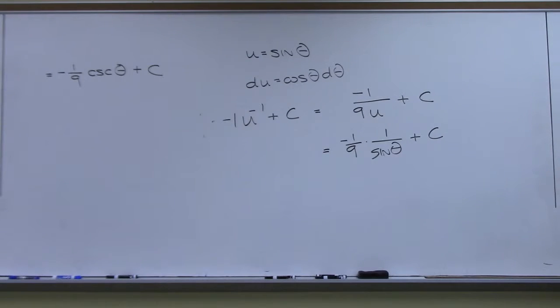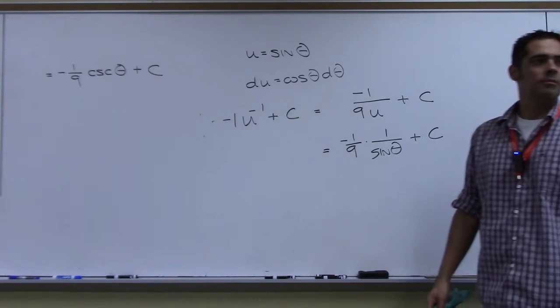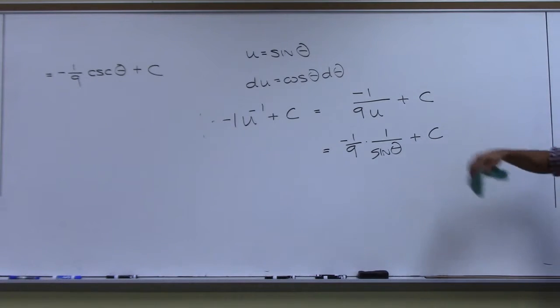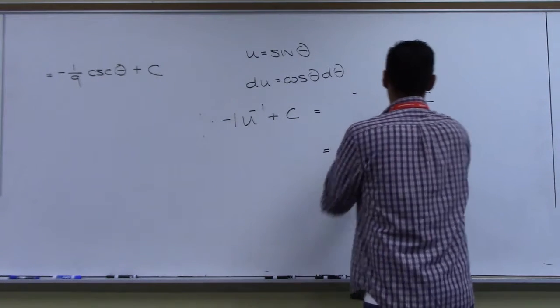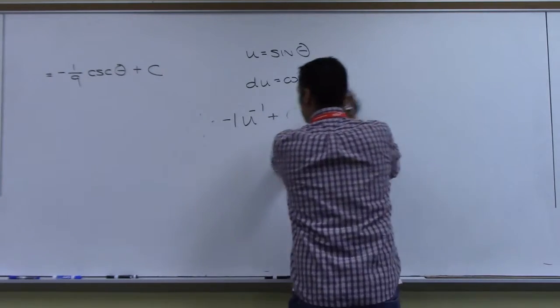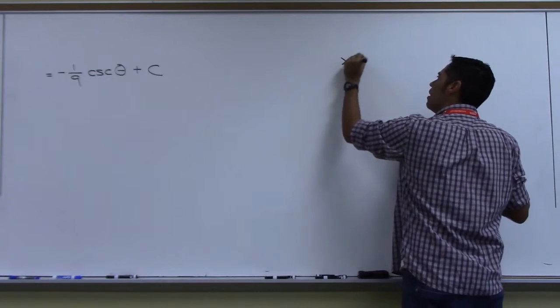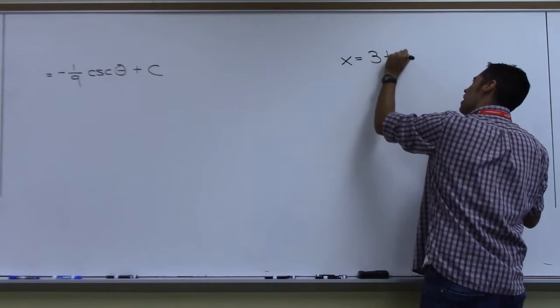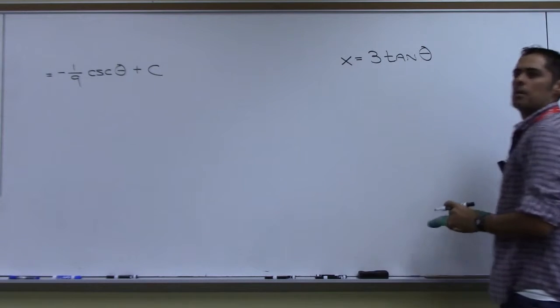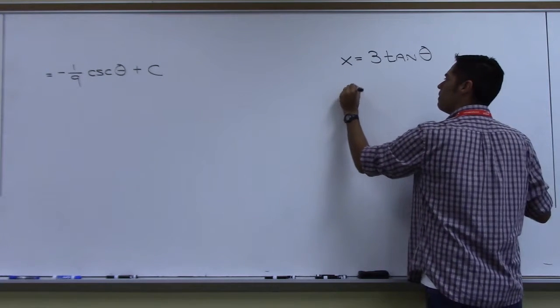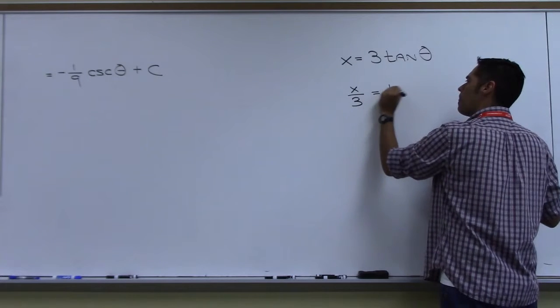So where do I look to get back to x? My initial substitution, what this technique told me I needed to use. And what was that initial substitution? X was 3 tangent theta. How am I going to use that? Divide both sides by 3 to create a ratio.